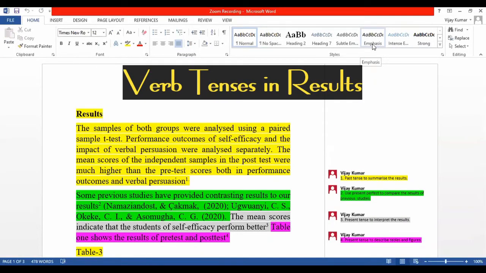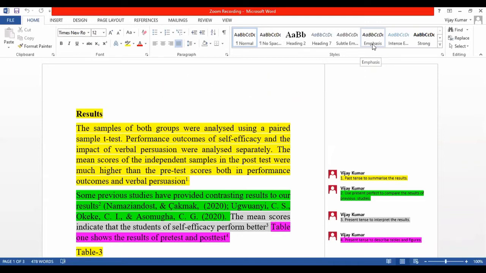Just like the method section, even in the results section, you use the past tense to summarize the results. Take a look at the sentences which are highlighted in yellow. The samples of both groups were analyzed using a paired sample t-test. Performance outcomes and the impact of verbal persuasion were analyzed separately. So you use the sentences in past tense.